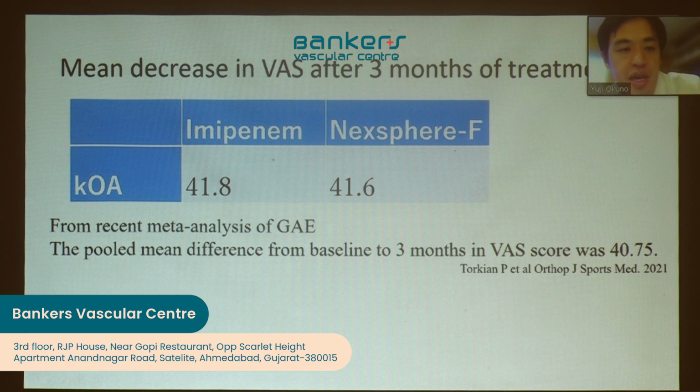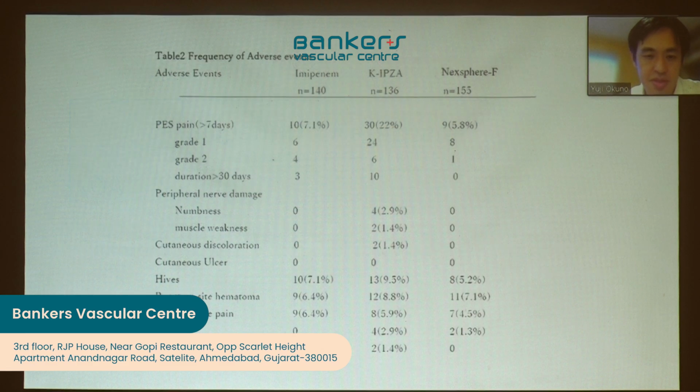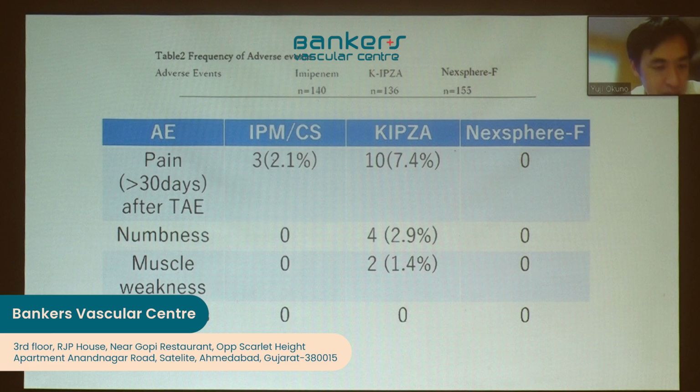Our mean VAS score reduction from baseline at 3 months of treatment was around 40. This was similar to the reported mean difference between baseline and 3 months, which was 40. So the EE and NXPRF results are similar to the permanent microsphere in knee osteoarthritis, but this particle has a safer character for this treatment. Sorry, I will skip this data.